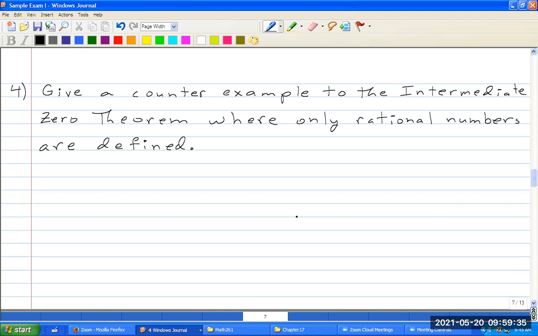So let f of x, let's say 0 to 1. Let me use this notation. Let 0 to 1 sub q be the closed interval that only consists of rational numbers between 0 and 1. So it's the set of all rational numbers between 0 and 1.